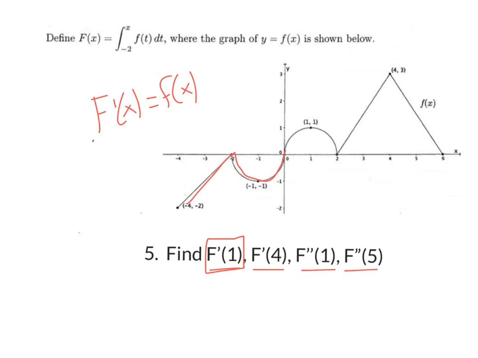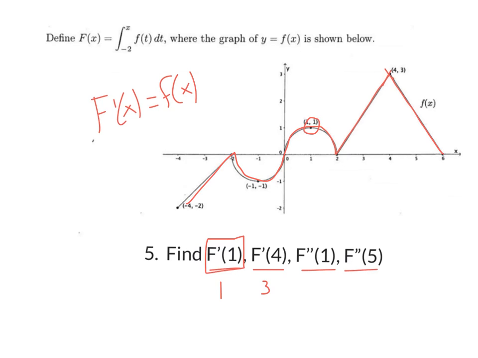And so if this is the derivative of capital F, then f prime of 1 would simply be looking at what's the output at 1. Well, it's 1. And so our answer for the first one's 1. And so f prime of 4, again, would be just looking at what's the output at 4. It looks like it's at 3, so my answer for the second one's 3.